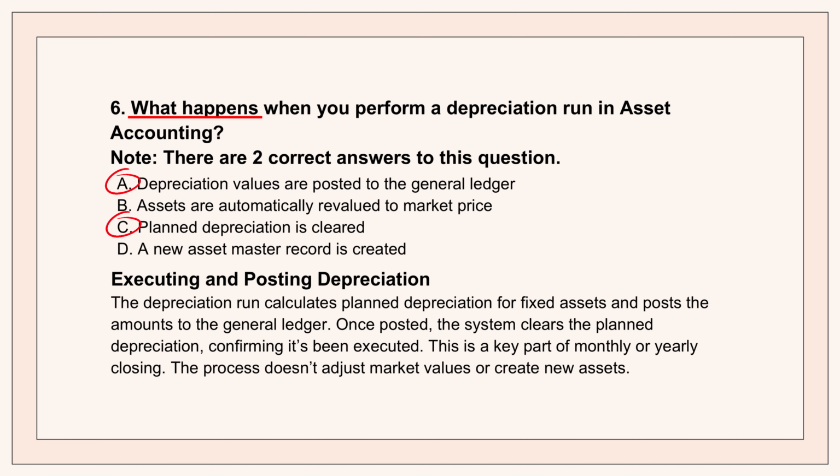Well, throughout the period, the system often calculates planned depreciation. It's like an estimate, a forecast for the period. Okay. The depreciation run takes that plan and makes it actual by posting it to the GL. Once that's done, those planned values for that specific period aren't needed anymore. So they get cleared out, basically zeroed out for that period, making way for the system to plan for the next period. It's part of the cycle. I see. It's like finalizing the period's depreciation and resetting for the next forecast.